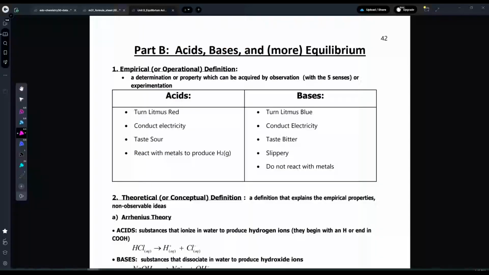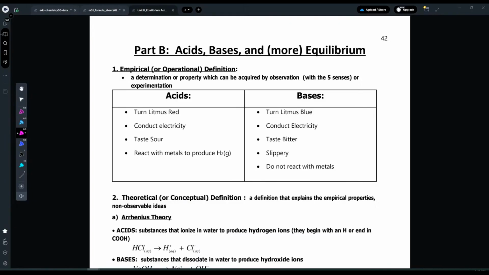In this video, we're going to go over the empirical Arrhenius, modified Arrhenius, and Bronsted-Lowry definitions of acids and bases. We're also going to define what conjugate acid-base pairs are, as well as amphiprotic substances. And we're also going to learn how to identify both conjugate acid-base pairs and amphiprotic substances.